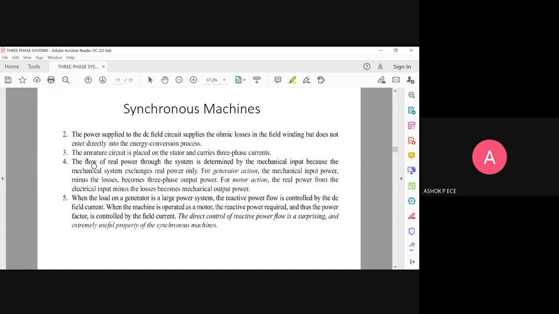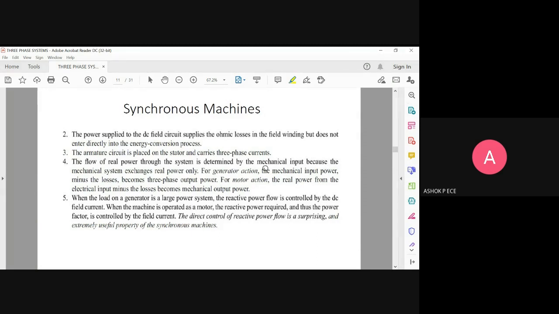So you know that the flow of real power is determined by the mechanical input, because the mechanical power exchange is real power only. In a mechanical system, we don't have what is called real power, reactive power, and apparent power. Only in electrical systems do we have three types of power, because we have three types of components: resistor, inductor, and capacitor. But in a mechanical system, only real power is meaningful. We don't have the concept of reactive power and apparent power. For generator action, mechanical power minus the losses becomes the three-phase output power. For motor, real power from the electrical side minus the losses becomes the output mechanical power.